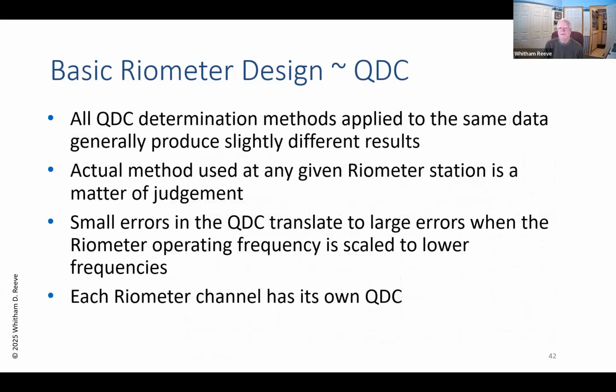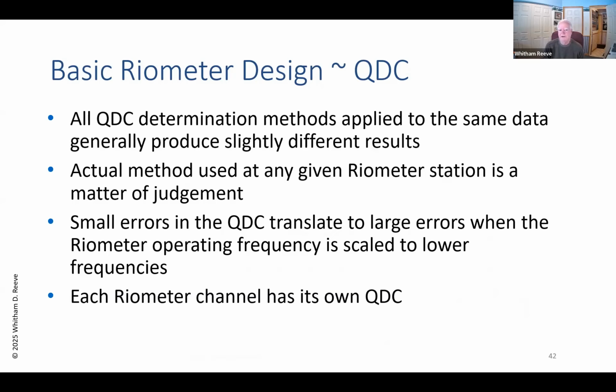So one of the problems with the QDC is there's a lot of ways to determine a QDC. If you take the same data and apply each one of these methods, you'll come up with a slightly different curve shape. So the actual method you end up using at any given riometer becomes a matter of judgment. And by judgment, I mean really experience, something I don't have a lot of. So I'm trying to learn from people that actually know what they're doing.